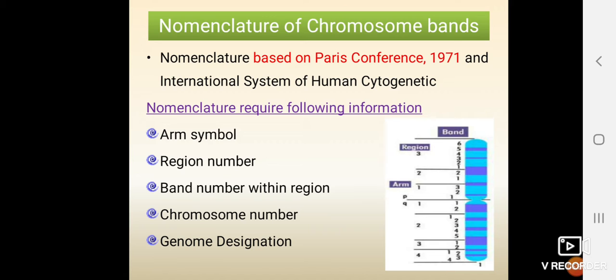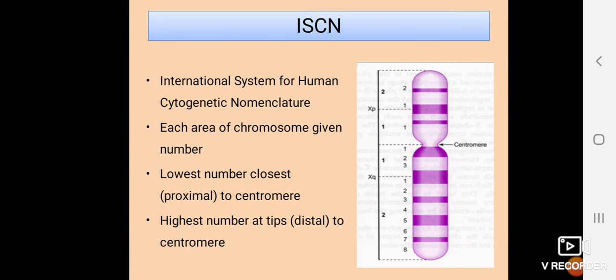So the name is going to start with, whenever we want to name, first we have to consider the arm symbol, followed by the region in which it is present, then followed by the band number within that particular region, then the chromosome number, then the genome designation, that is, from which particular organism that particular chromosome is from. So the genome designation is going to be mentioned whenever we name a chromosomal band.